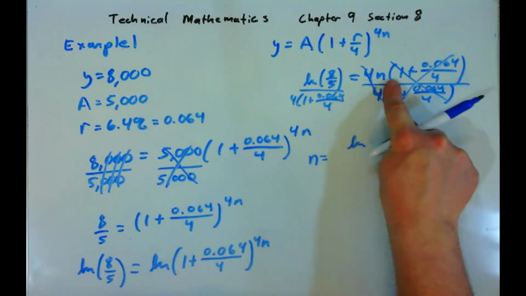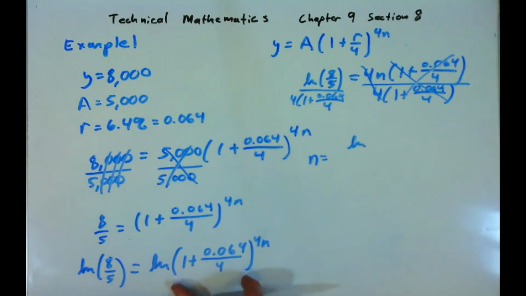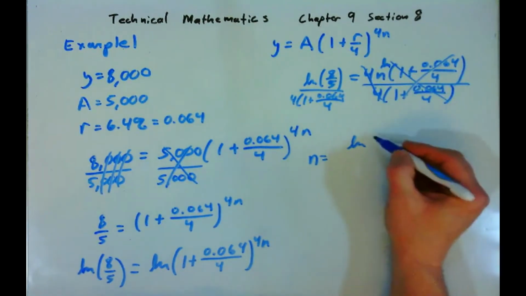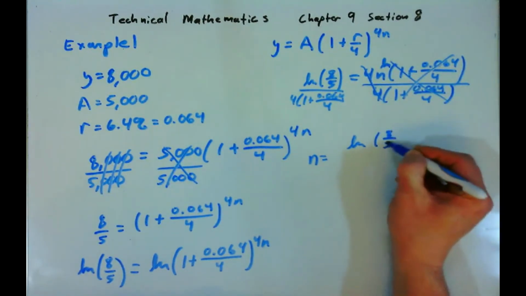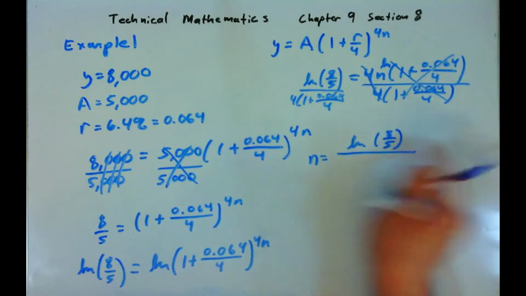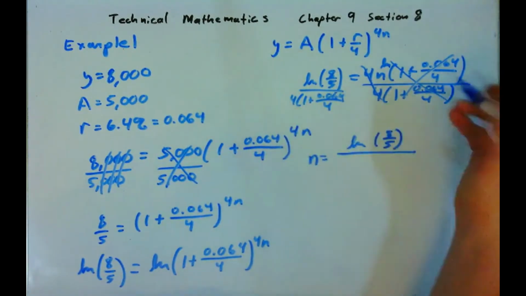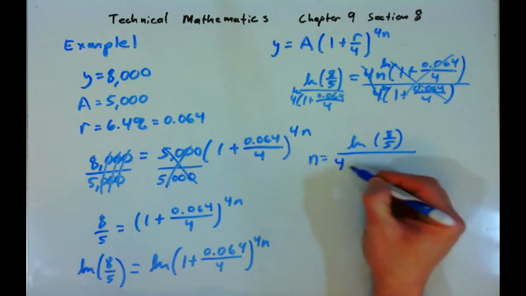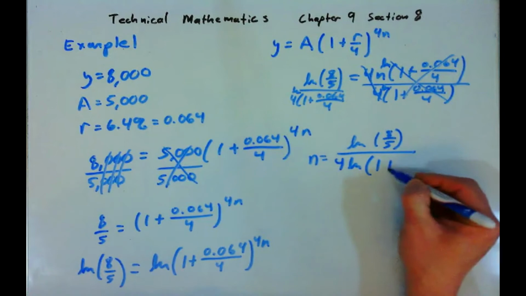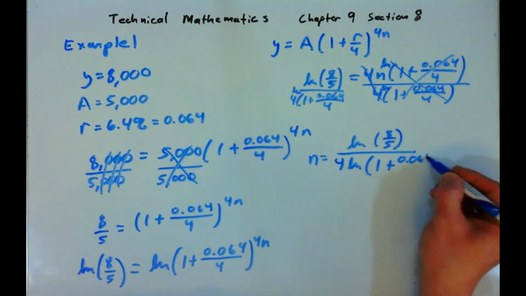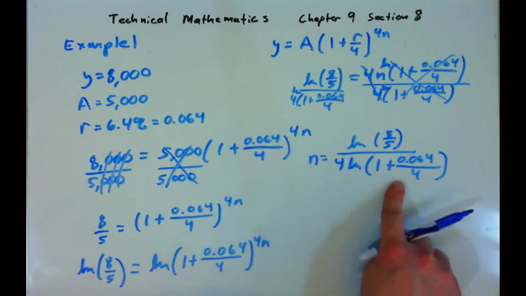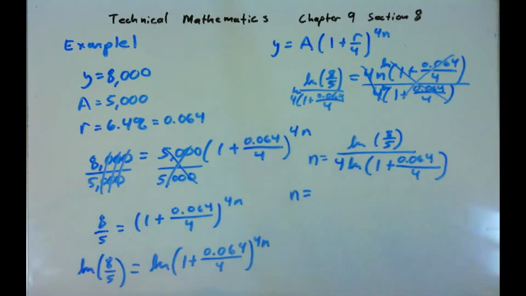Oh, and I forgot to write my natural log here. I had natural log of everything in the parentheses. I can't forget to write the natural log there. So I have natural log of 8/5 divided by, and again I'm supposed to have natural log here, that's what I divided by, and here, 4 times the natural log of 1 plus 0.064 divided by 4. Okay, and so now we can solve for n by plugging this into the calculator.